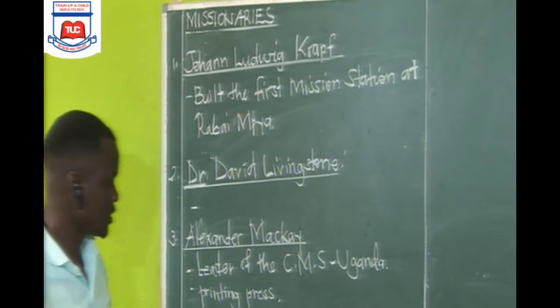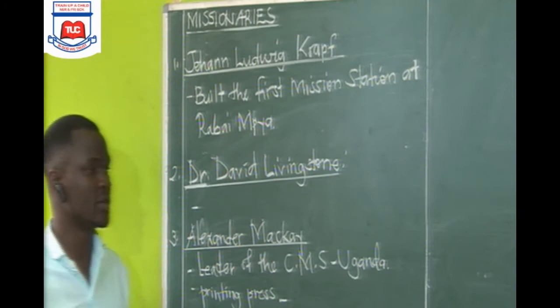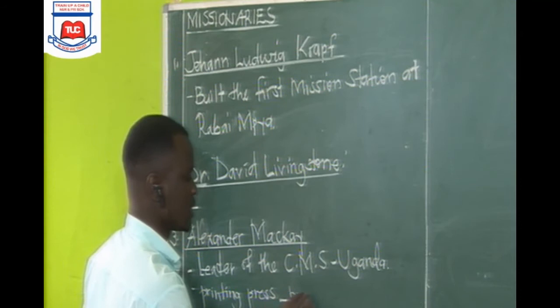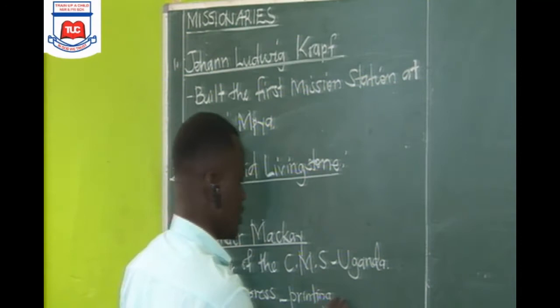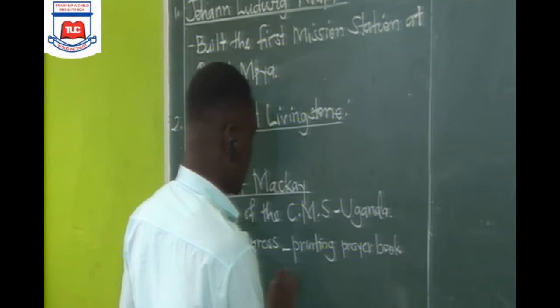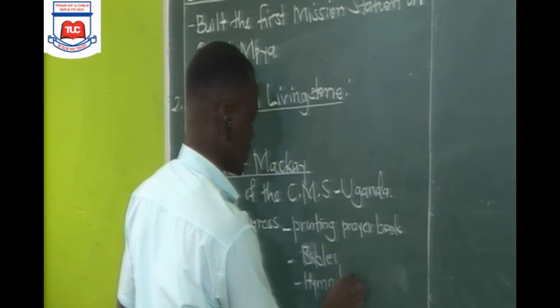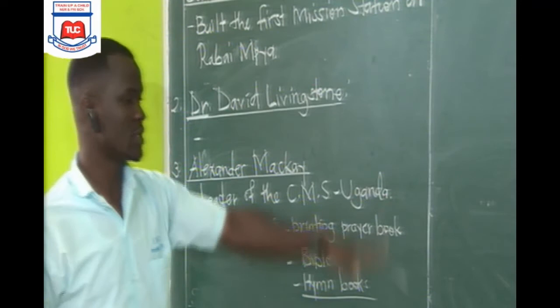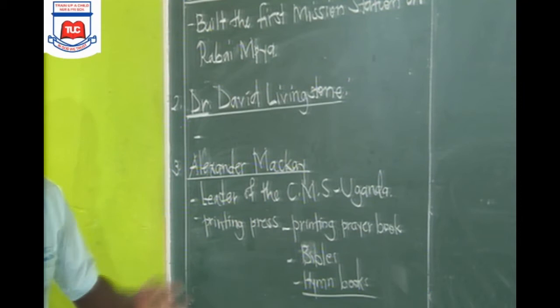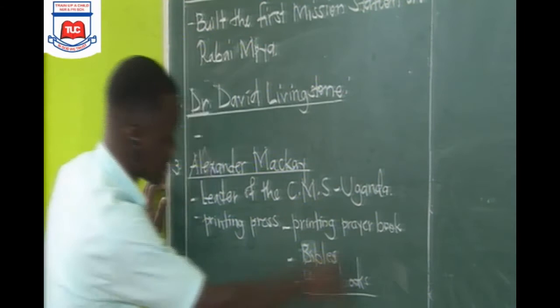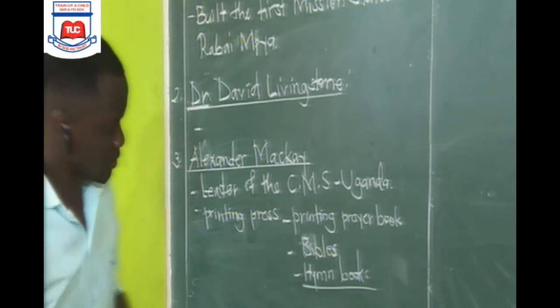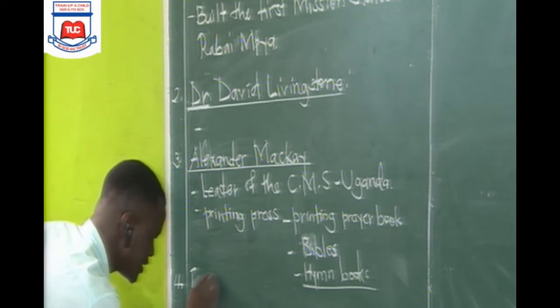We are going to have another question: how important was the printing press that he introduced? We shall have answers like: the first printing press was used for printing prayer books, Bibles, and then hymn books. In other words, these were items used by the missionaries to spread the word of God: prayer books, hymn books, and Bibles. That is Alexander Mackay. Then the other name that we are going to talk about is Father Simon Lourdel.